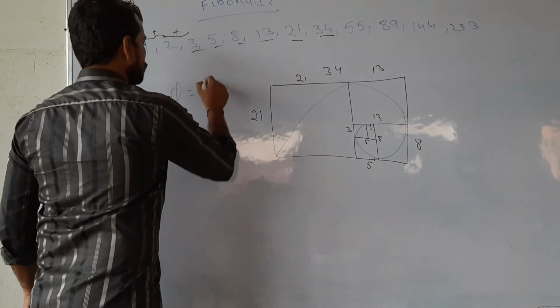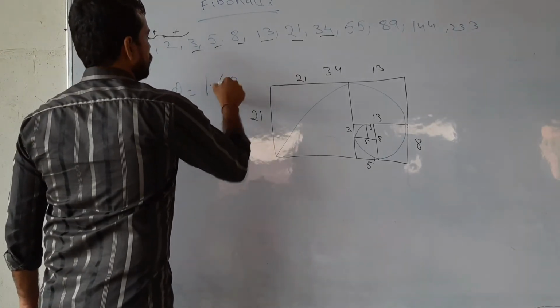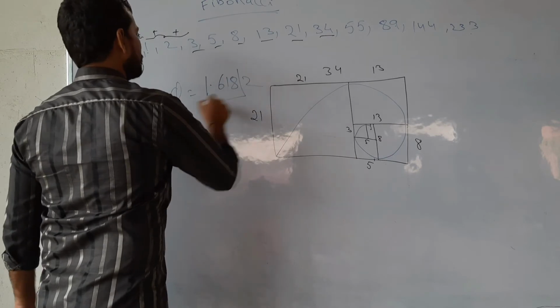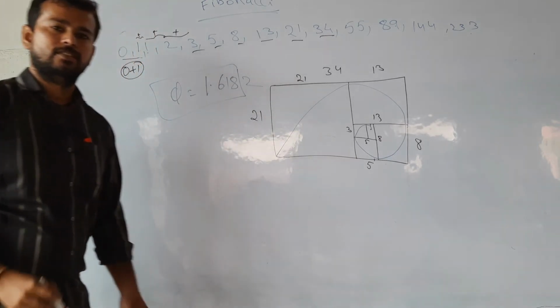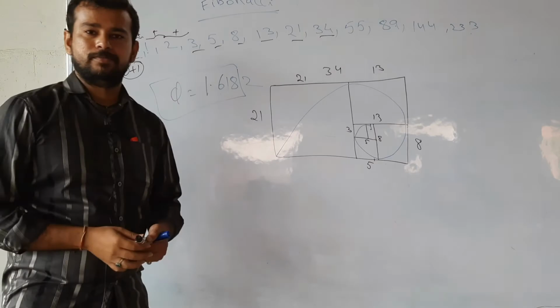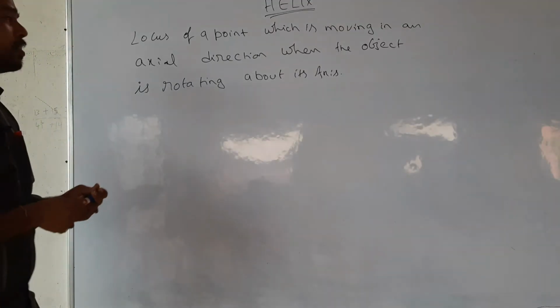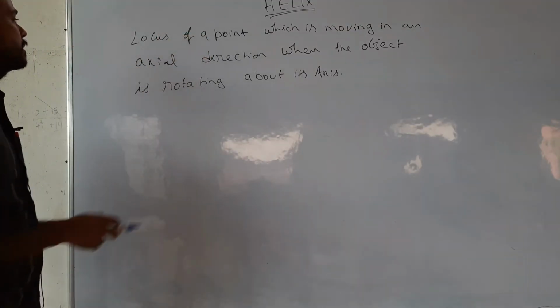Phi is equal to 1.618. We can take it up to 1.618. The ratio will be the same for all. Okay, clear? The next type of curvature is the helix.